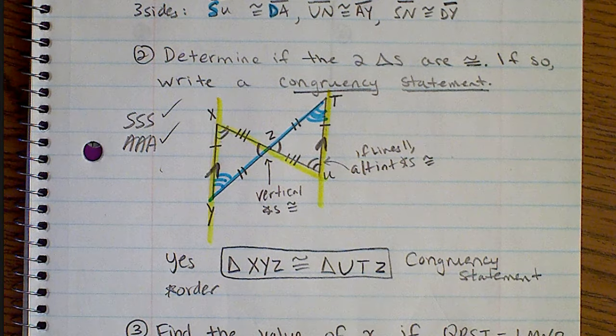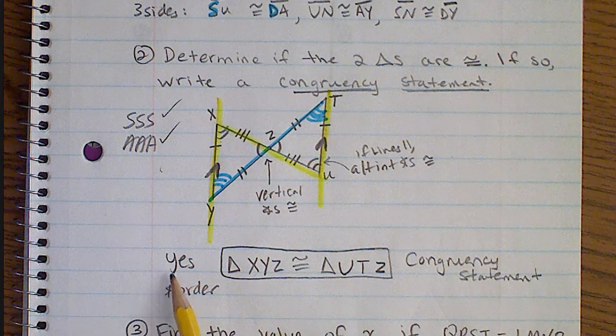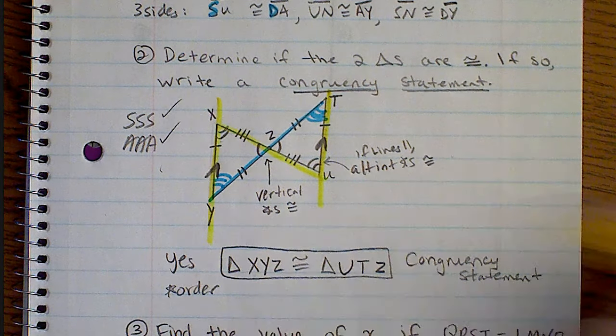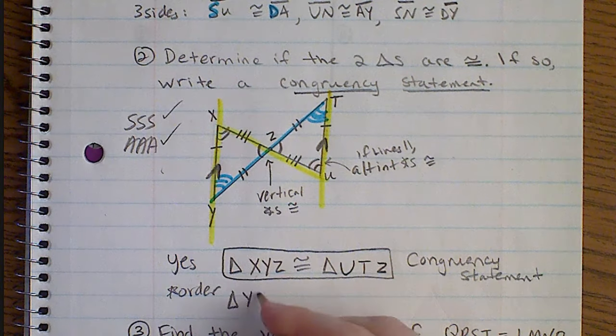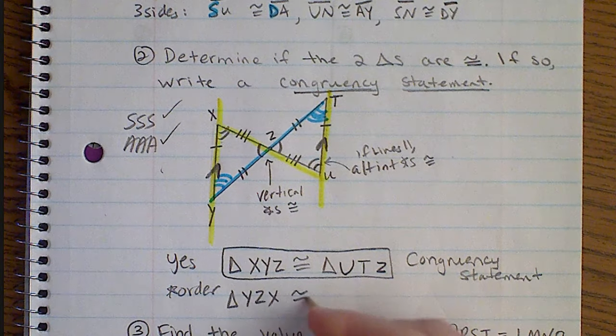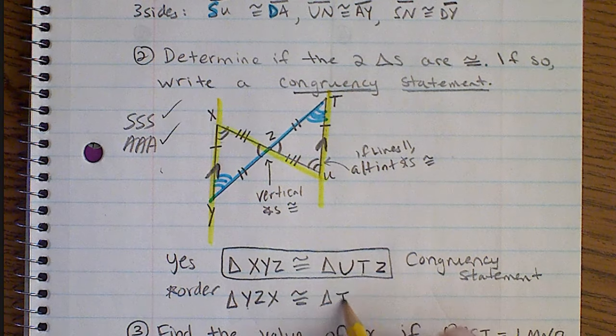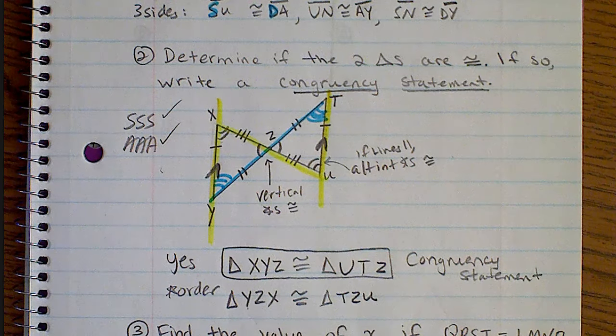Basically, I'm answering this question by saying, yes, these are congruent, and these are the triangles that would be congruent. And the order does matter. Now, do you have to start with X? No. You could have started with Y. You could say YZX, and then your statement might look a little bit different, because instead of starting with X, you're starting with Y, then you would start with T, ZU. Right? As long as the corresponding parts match up.